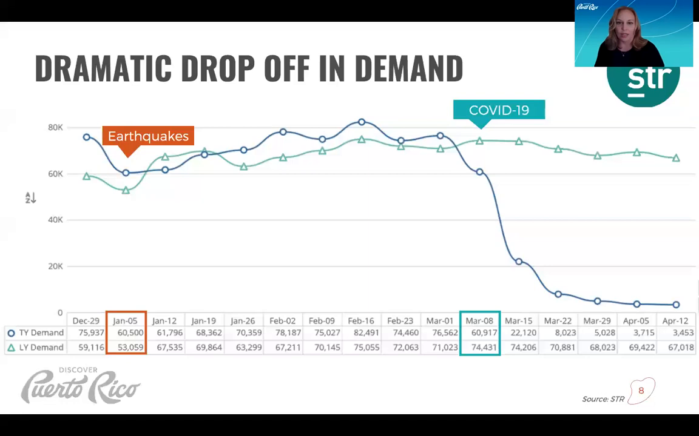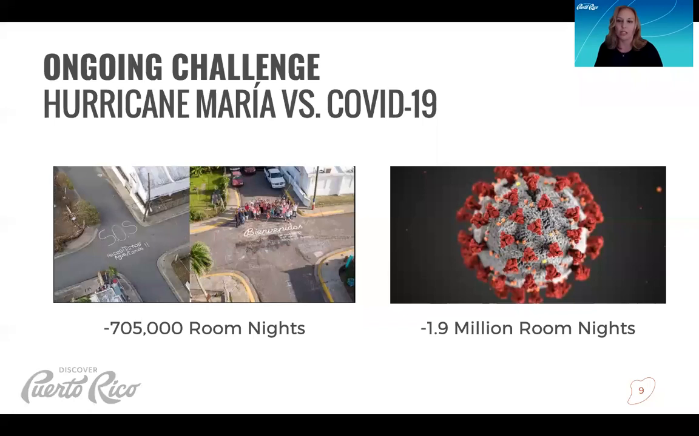Except for the 2 weeks following January's earthquakes, Puerto Rico was seeing higher hotel demand in 2020 than the prior year, but the WHO's classification of coronavirus as a pandemic the week of March 8th, followed by the government's stay-at-home order, took occupancy into the single digits, and we've been there for the past 6 weeks. In the 16 months following Hurricane Maria, the island lost approximately 700,000 hotel room nights. However, more visitor nights were lost, as many of the rooms that were filled post-Maria, we know, were relief and recovery workers. Adam Sachs of Tourism Economics told us last week that the impact of COVID-19 is expected to be 9 times worse than 9/11.